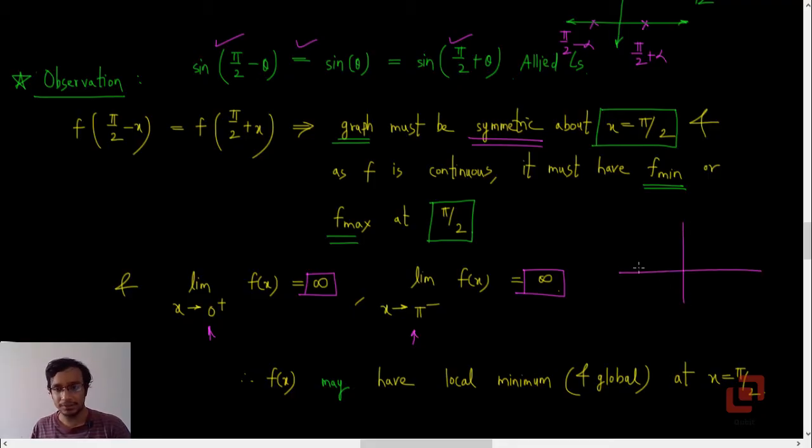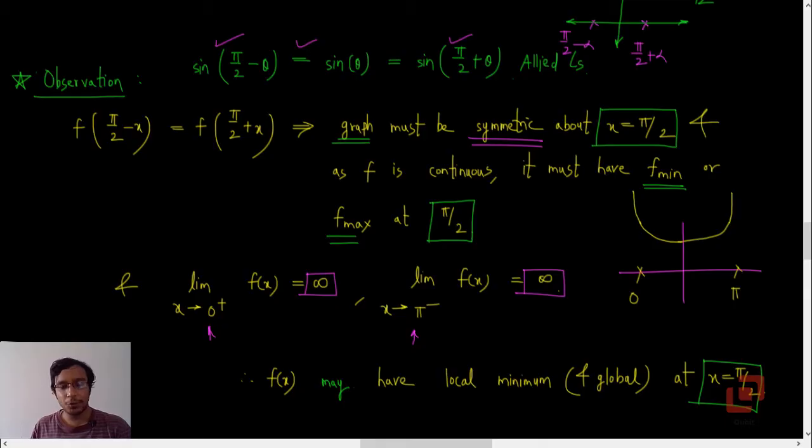So if the graph of the function is like this, it goes to infinity, or x equal to 0 and x equal to pi are asymptotes, it may have a minimum, it may have a local minimum and global minimum at x equal to pi by 2.